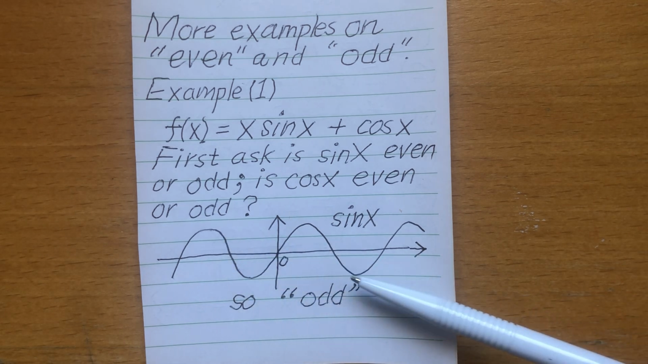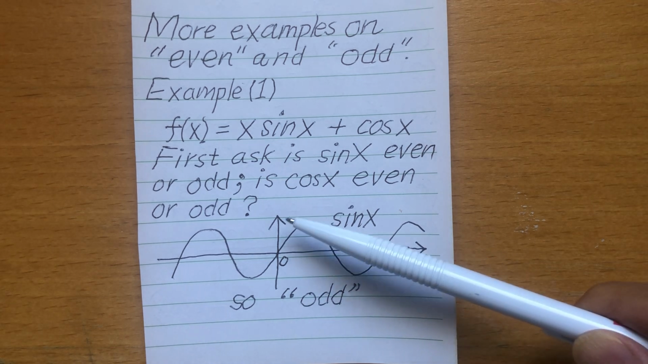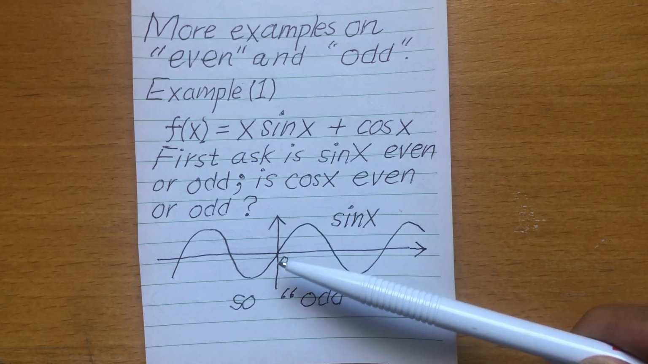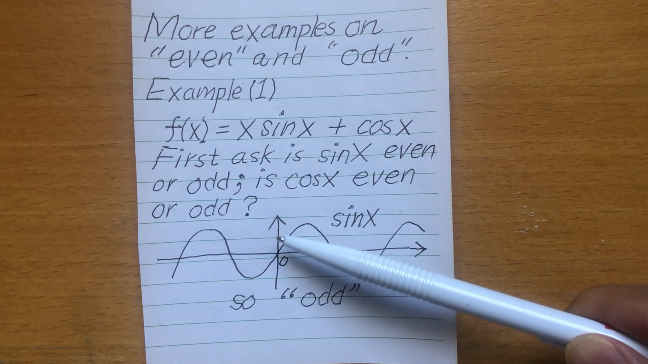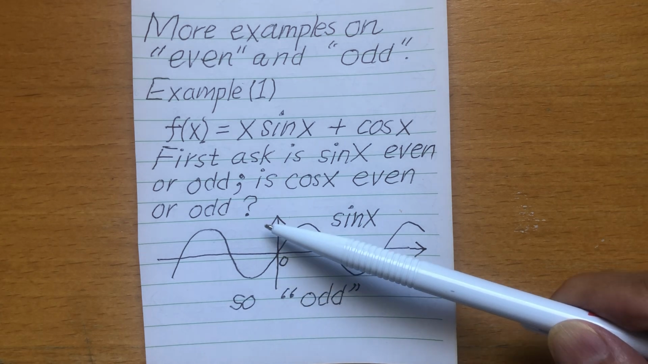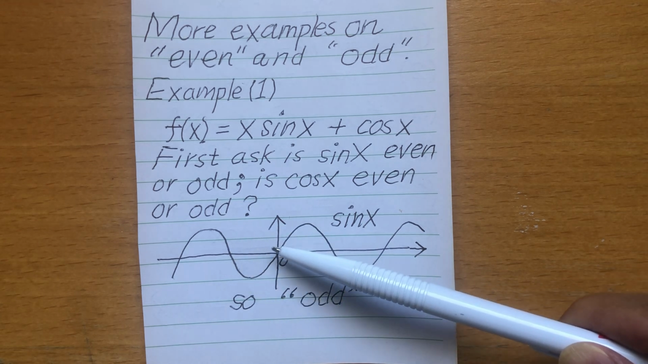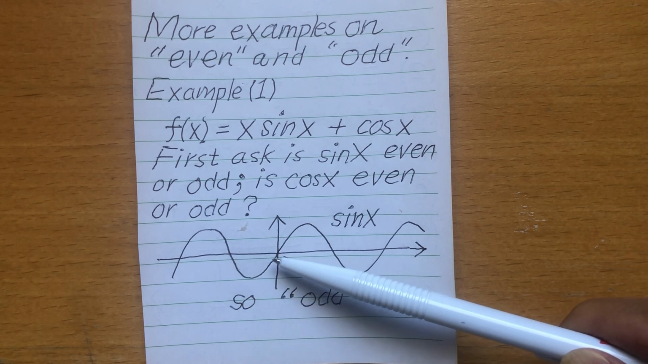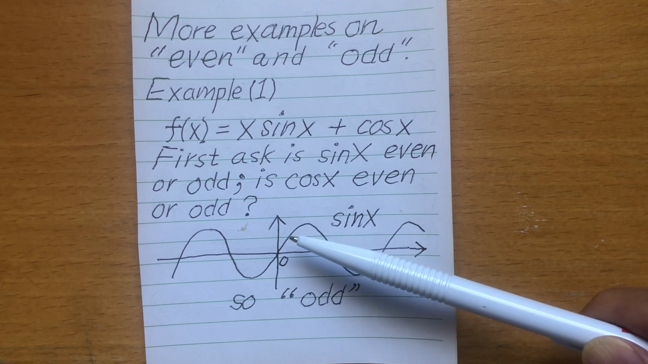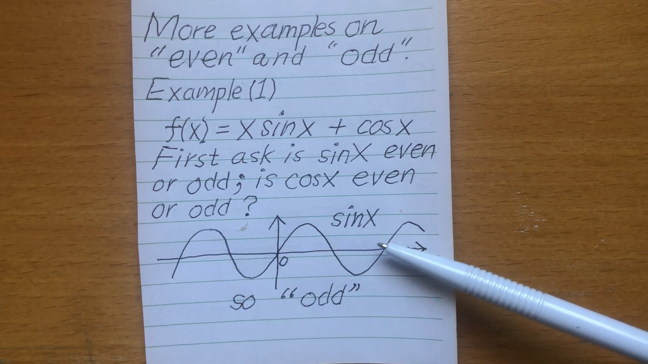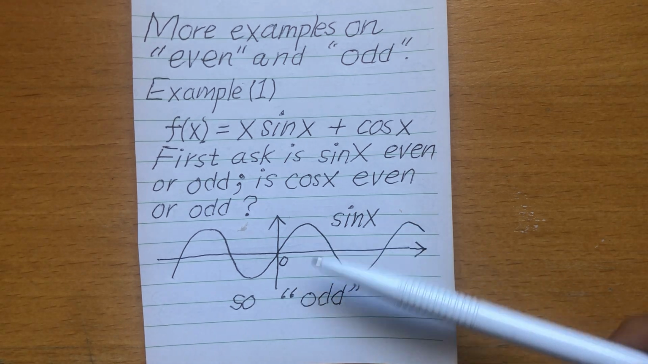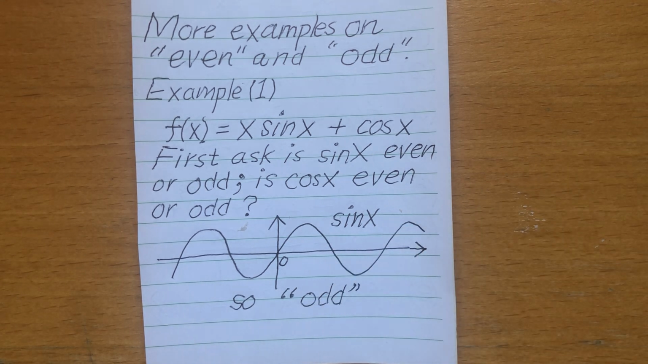Because the graph is symmetrical with respect to the origin. If you reflect this part in the y-axis, you get this thing. And then you reflect in the x-axis, and you get this part. So you do two reflections, and you get the whole sine graph. So it's an odd function.